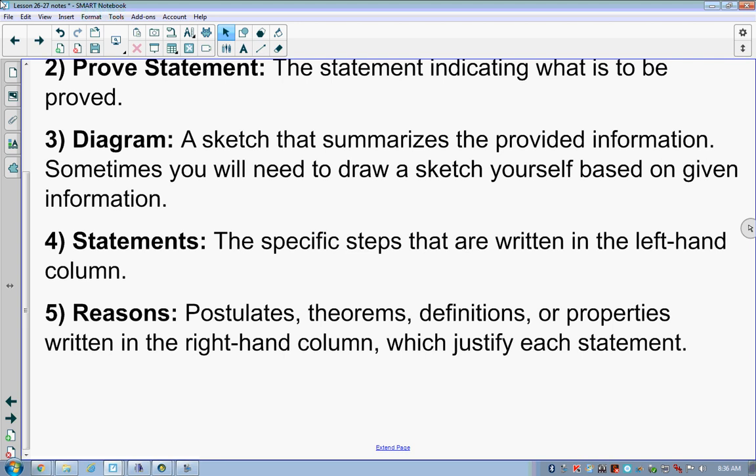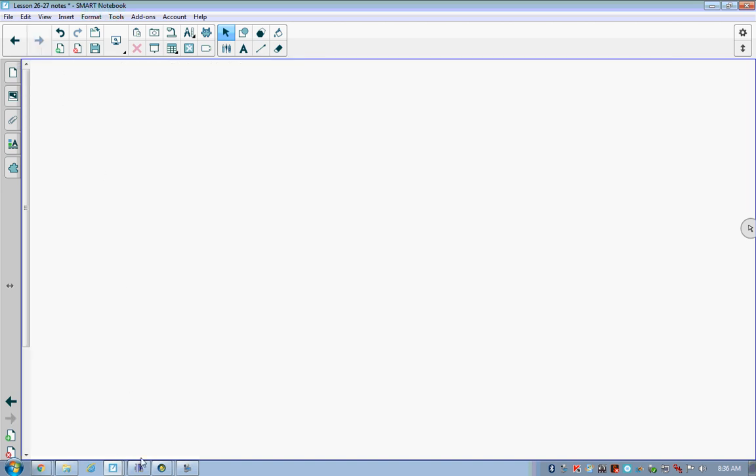Statements, the specific steps, are written in the left-hand column. So statements on the left, reasons or justifications on the right. Those are my postulates, theorems, definitions, properties. They're in that right-hand column. They need to be one-to-one. So if you've got a statement, you need a reason. Okay? All right, and that's what we have here.